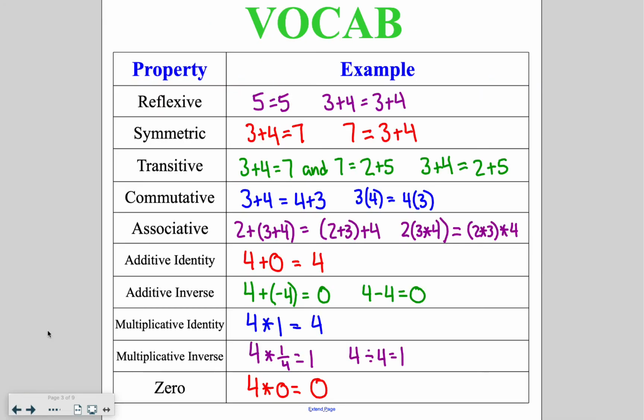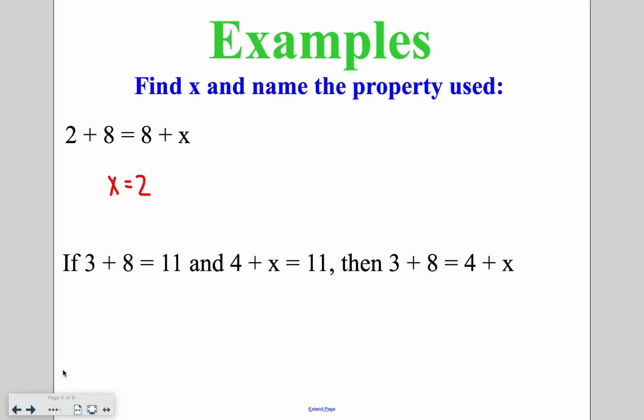Then you're going to want to refer back to your property list and see which one we are using. We have the same numbers in a different order, so that's going to be our commutative property that allows us to change the order when we are adding or multiplying.